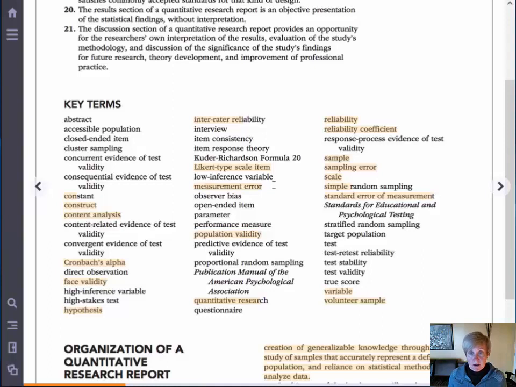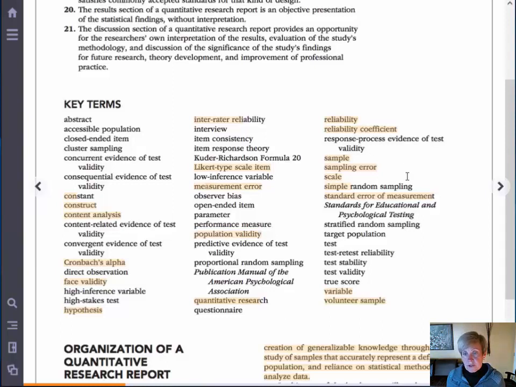Measurement error. Remember I talked about measurement error, and we talked about standard error of measurement. They are two different things. Make sure that you know the differences between those two. One's about the actual measure that you're using, and then the other is the actual error of the measurement that you make. What else? Population validity, quantitative research, the difference between a questionnaire and what it might be as it relates to a test. Sometimes it's just semantics that we're talking about here, but there is a difference.